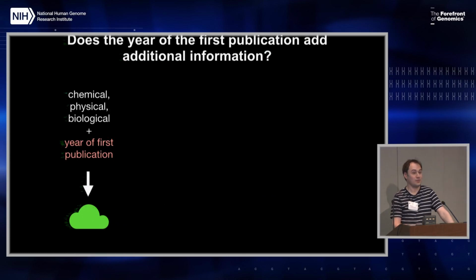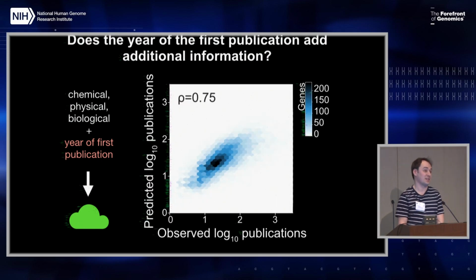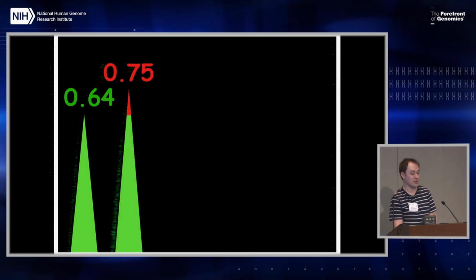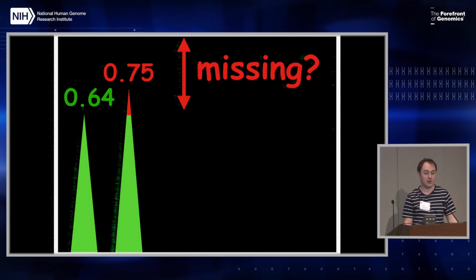Another thing that is important is past research. So we hypothesized that taking into consideration also the year of the first publication of a gene will further explain the number of publications, and this is indeed the case. Yet it's still not perfect, as you can see. So we were wondering whether we might be missing out on something, and whether these first publications could give an indication about what we are missing.